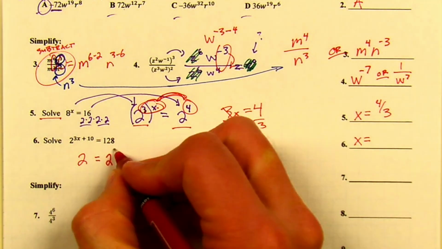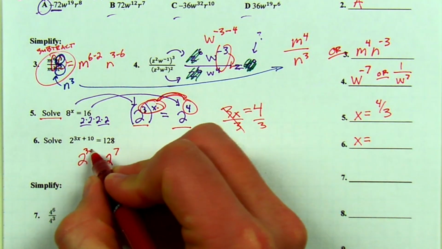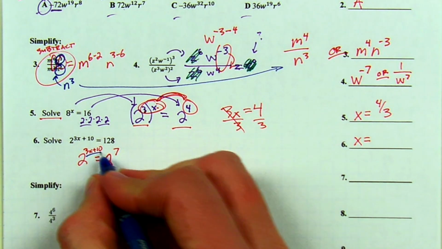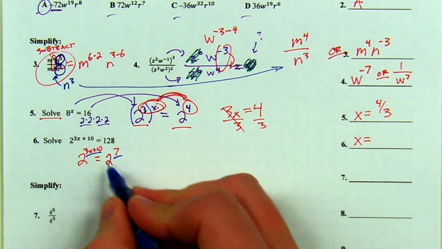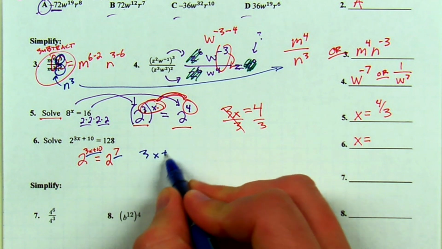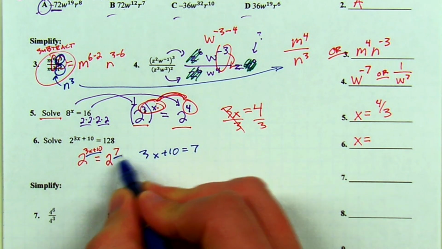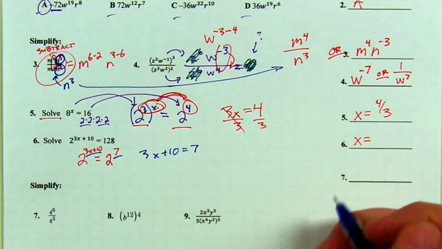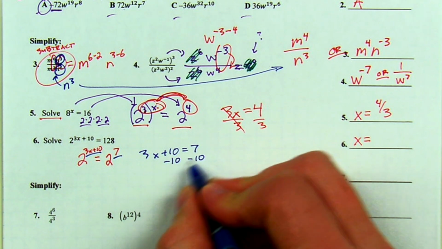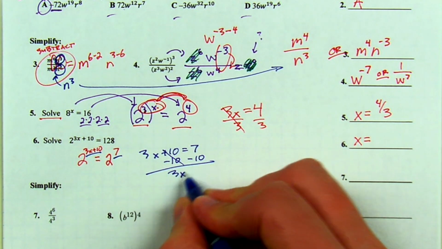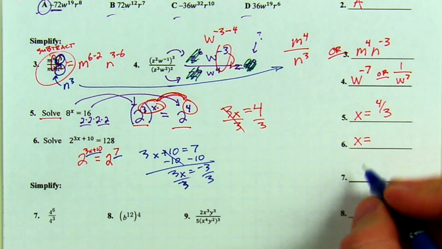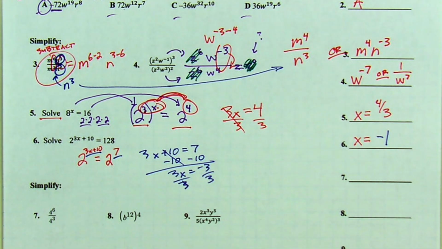So 2 to the 7th equals 2 to the 3x plus 10. And if 2 to the this equals 2 to the that, then doesn't it mean 3x plus 10 must equal 7, right? They have to. If 2 to the that equals 2 to the this, they have to be equal. And then this is just a two-step equation. Take away 10 from both sides, just equation solving, right? Isolate the variable. You get -3, divide by 3, and you've got x equals -1 on number 6. Okay? All right, hopefully that is working for you.